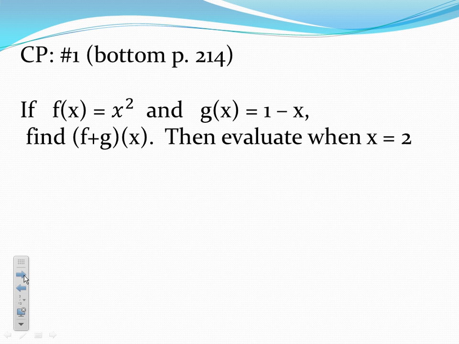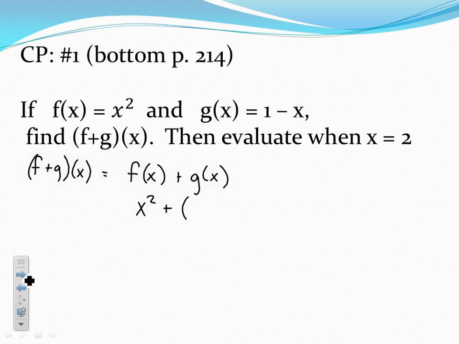So if we have f of x equals x squared and g of x equals 1 minus x, find f plus g of x. So that's going to simply mean we're going to take f of x and we're going to add it to g of x. So if f of x is x squared and g of x is 1 minus x, adding those two together, we get x squared minus x plus 1.